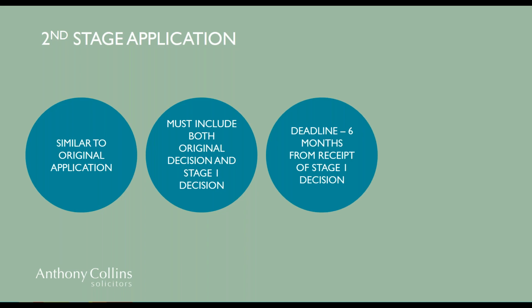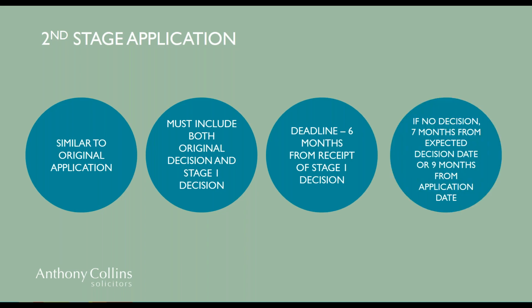What if no decision has been made? Well, if no decision has been made within 7 months of the expected decision date, then an appeal can be put in. Or if actually there's been no decision at all within 9 months after the application date. So in that case, you can move straight from stage 1 to stage 2.